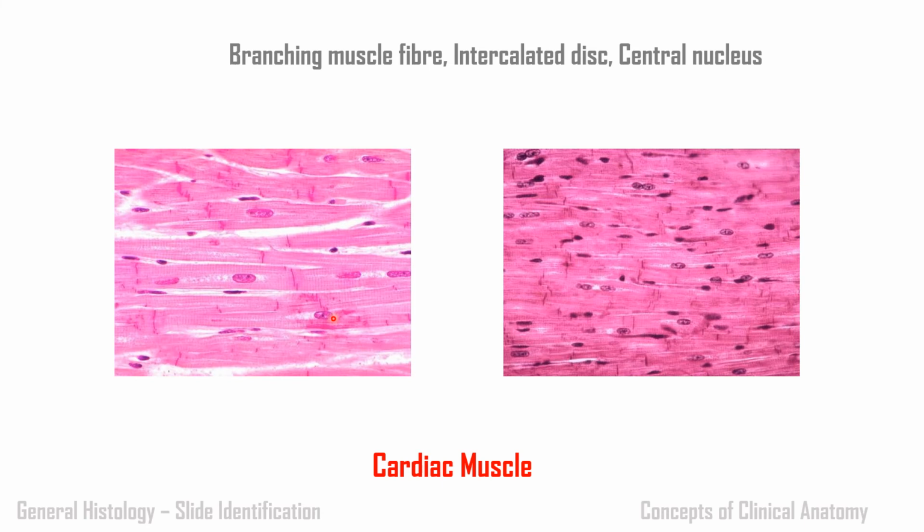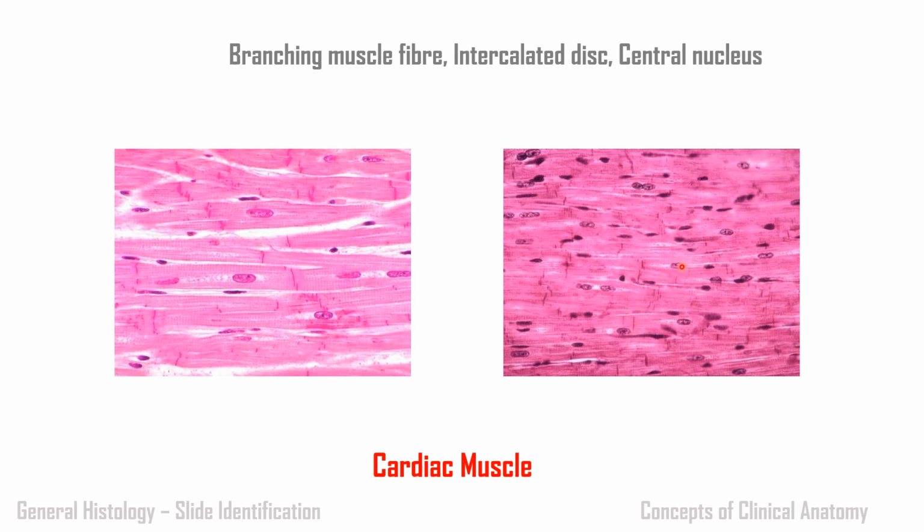Then moving to the cardiac muscle, in which you can see the branching muscle fiber. So that is the difference between the skeletal and cardiac. In cardiac, you can see the branching muscle fiber. In a few slides you can appreciate these dark lines. What are these dark lines? These dark lines are the intercalated discs.